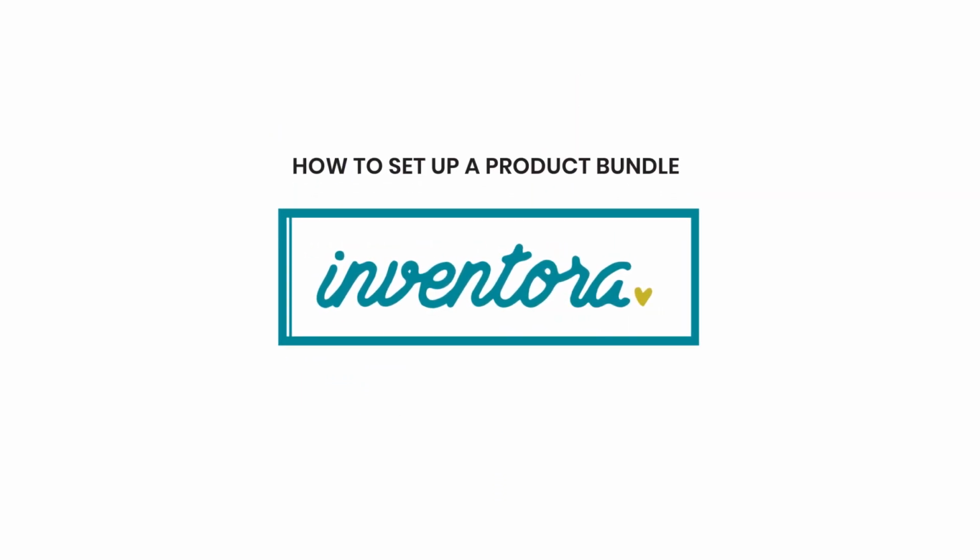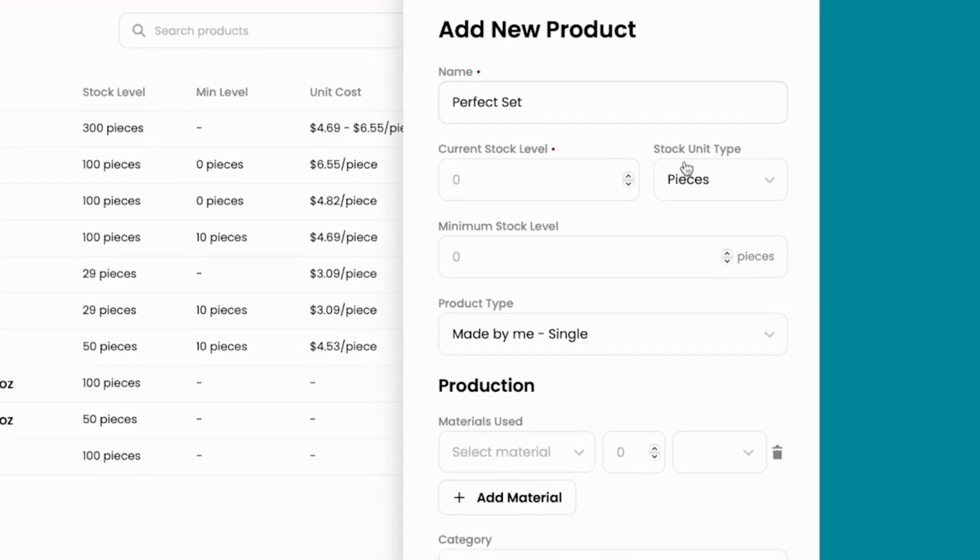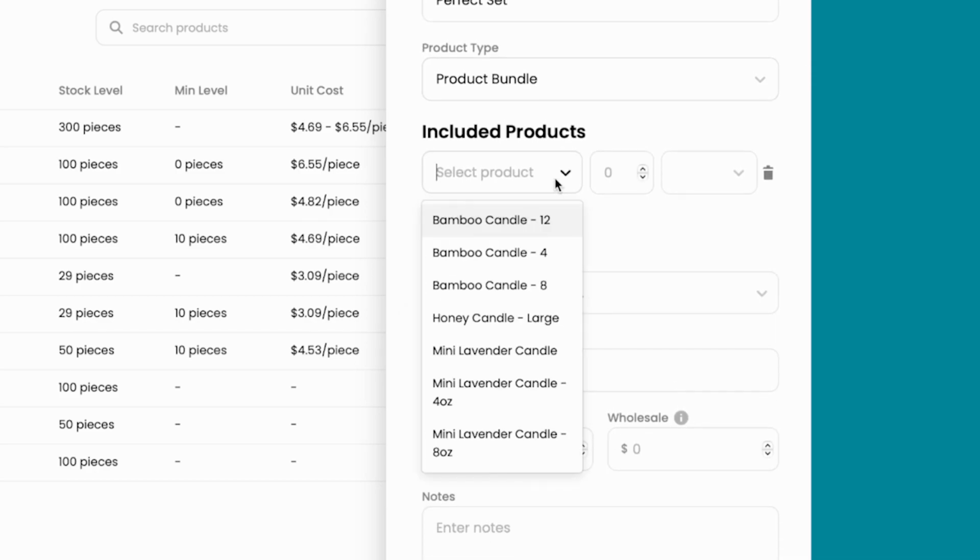Today I'm going to show you how to set up a product bundle. This is how you can track a group of products like sets, gift bundles, or subscription boxes.